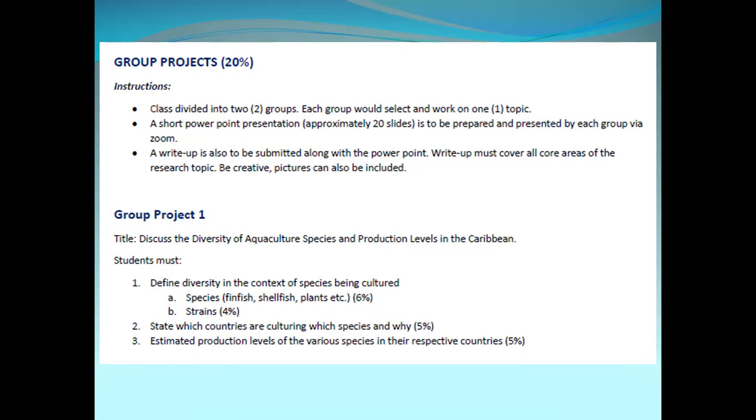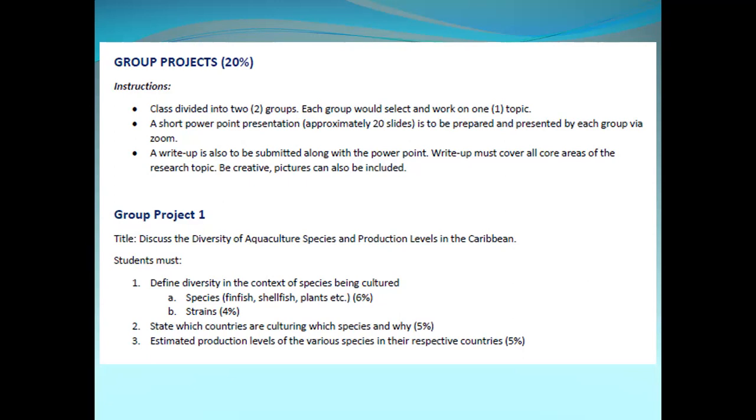Those kinds of things. Be creative. You could use tables to present the information. You could do those kinds of things as well. Pictures will help also. Also include the estimated production levels of the various species in their respective countries.